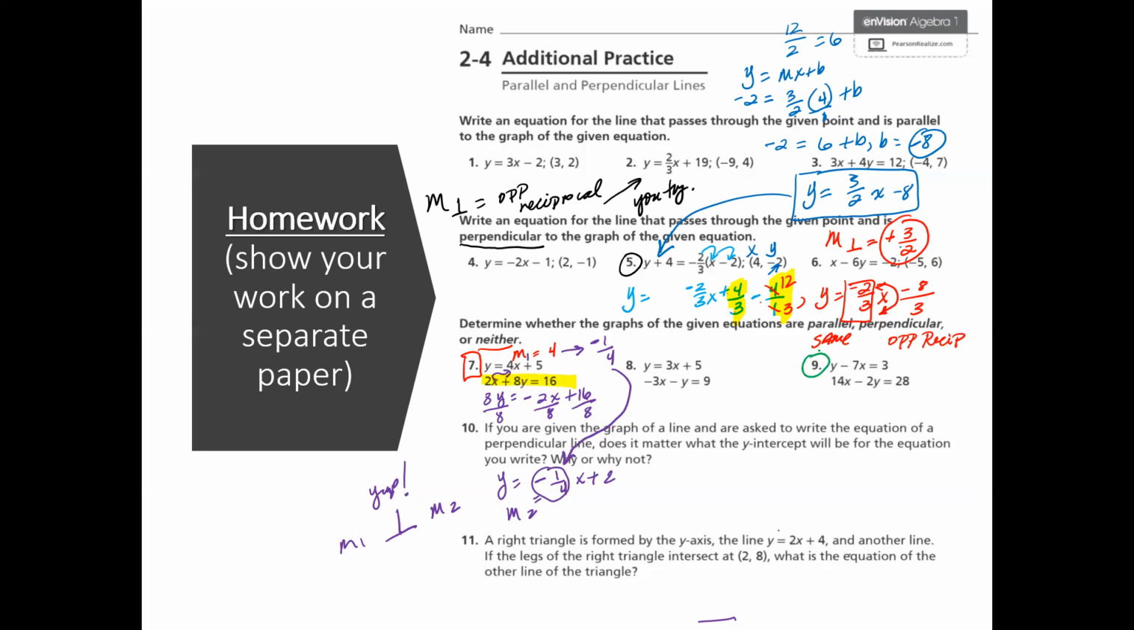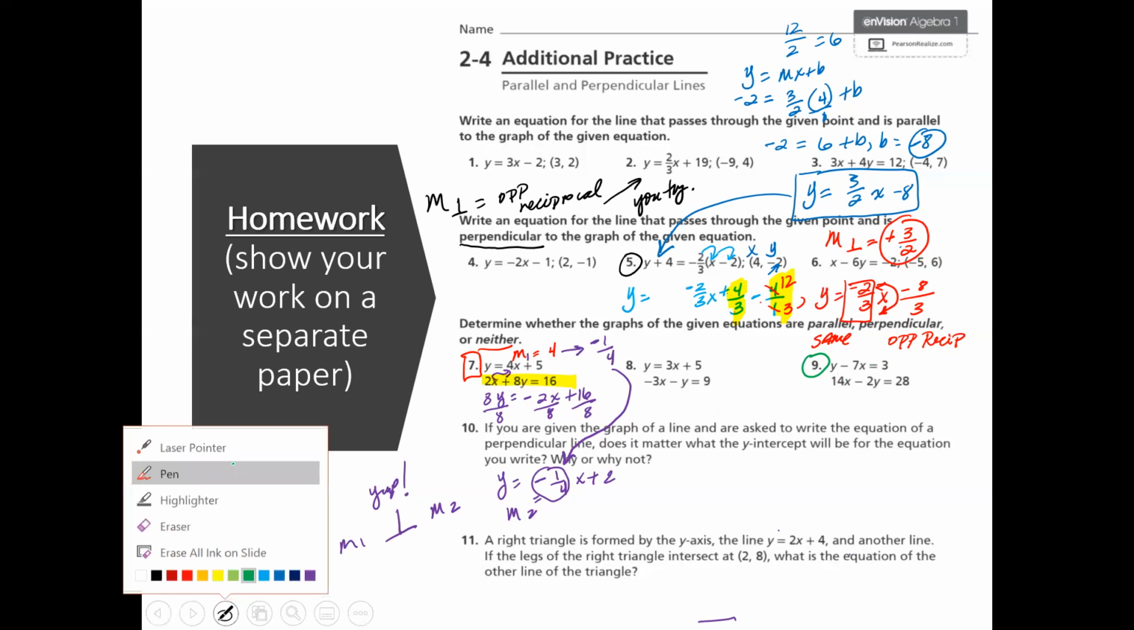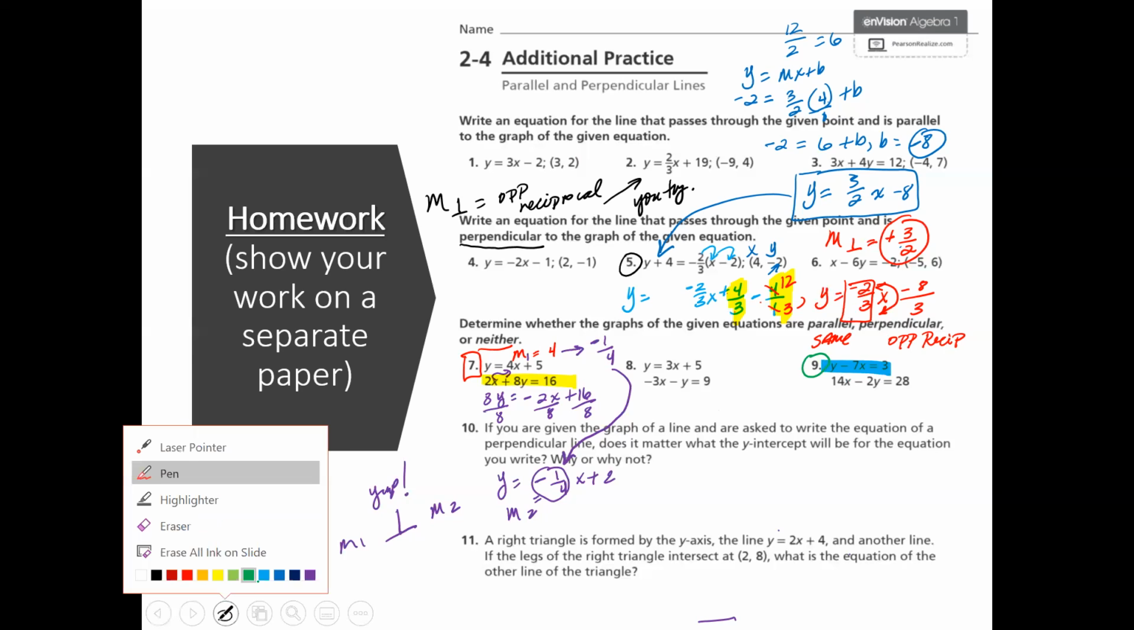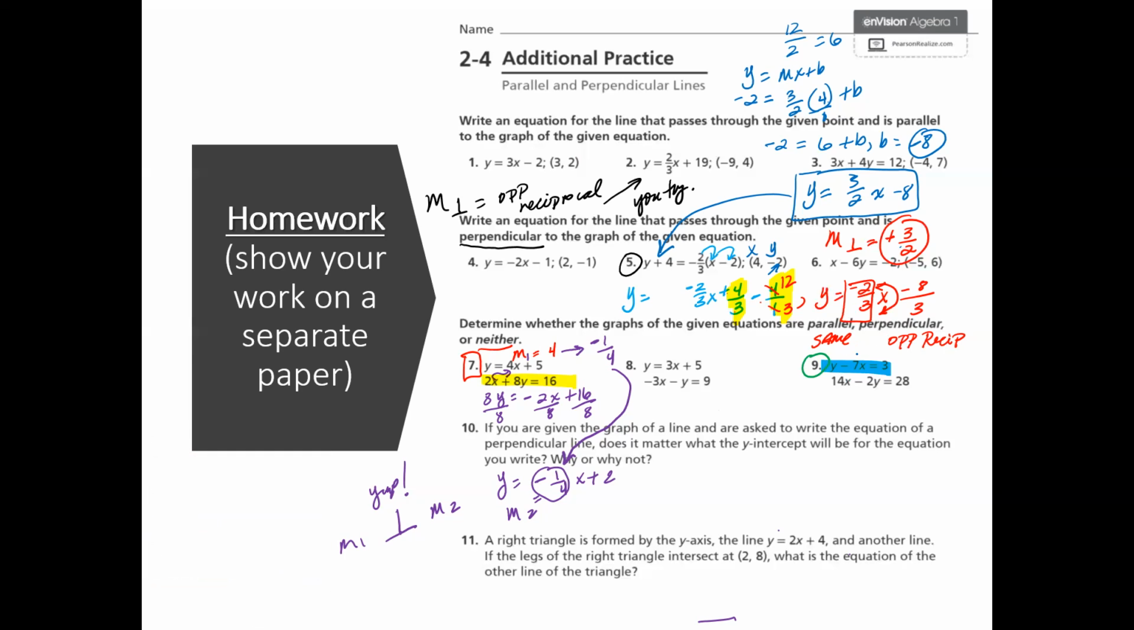Now let's go ahead and try number 9. Okay, once again, it's not in y-intercept form, so let's solve for y. So for the first equation, right here, let's go ahead and move the x over. So I have y is equal to positive 7x plus 3. So my first slope is 7. That's my first slope.